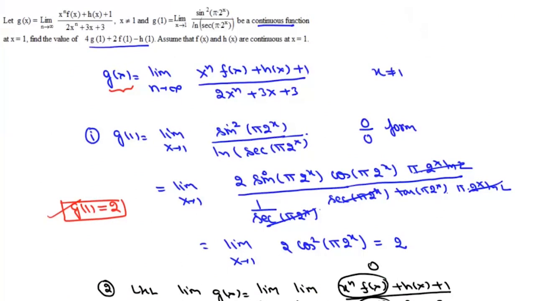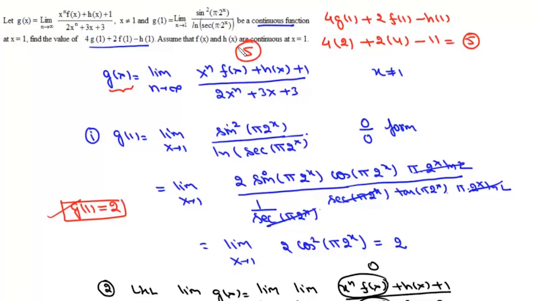Now we need to find the value of 4g1 plus 2f1 minus h1. Now g1 is 2, f1 is 4 and minus h1 is 11. Now this is 16, 16 minus 11 is 5. So answer to this question is 5.